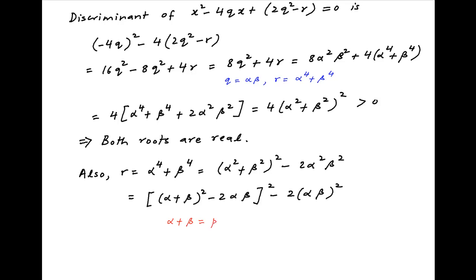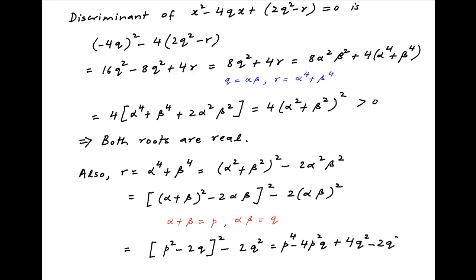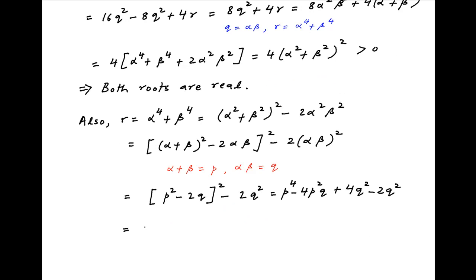Now, alpha plus beta is given to be equal to p, alpha beta is given to be equal to q. Substituting these values, r is equal to p squared minus 2q whole squared minus 2q squared. And this is equal to p raised to the power 4 minus 4p squared q plus 4q squared minus 2q squared. And this simplifies to p raised to the power 4 minus 4p squared q plus 2q squared.